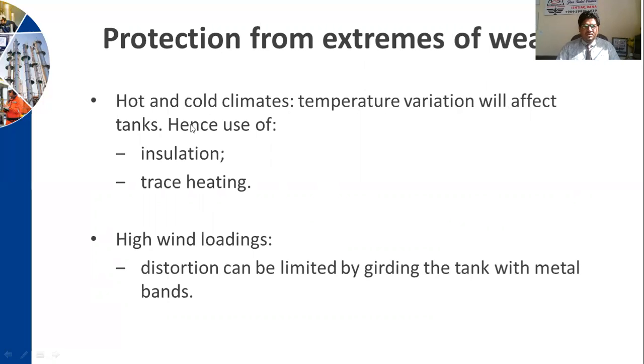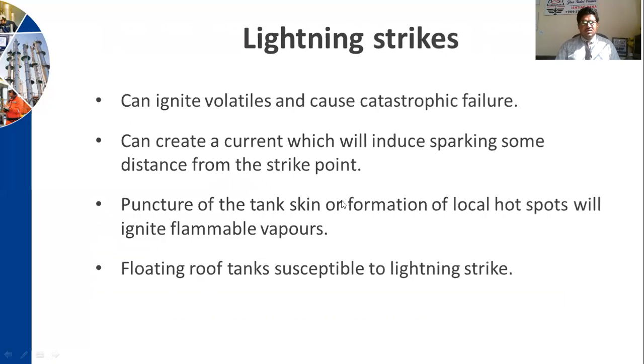Protection from the extremes of weather: hot and cold climate, temperature variation will affect because of insulation and trace heat. High wind could also cause distortion, which may be limited by girding the tank with metal bands. Lightning strike can ignite the volatiles and cause catastrophic failure. It can create a current which will induce sparking some distance from the striking point, puncture of the tank skin, or formation of local hot spots that ignite flammable vapors. Floating roof tanks are susceptible to lightning strike.